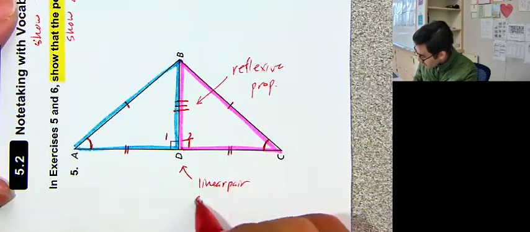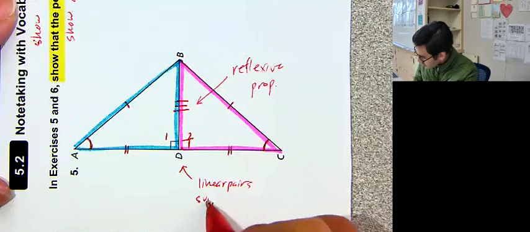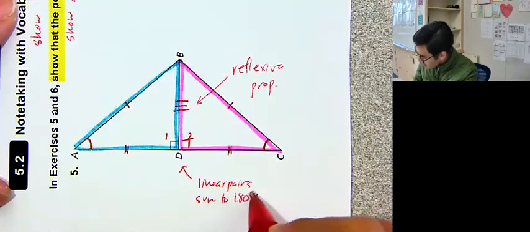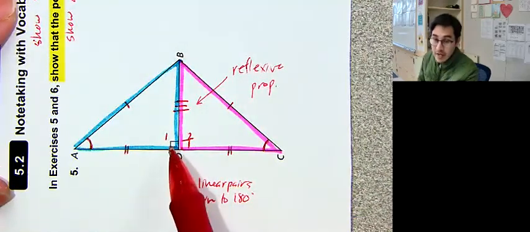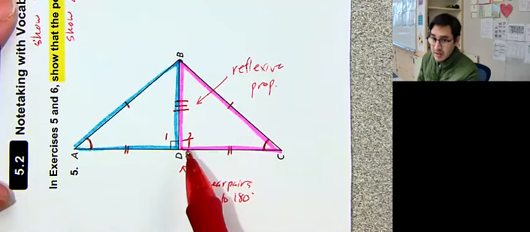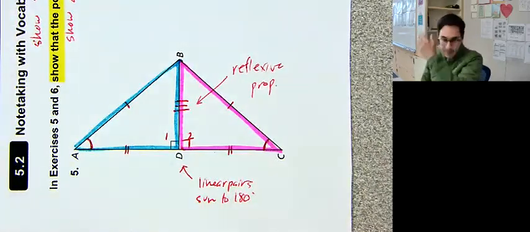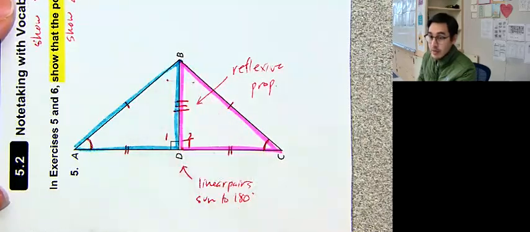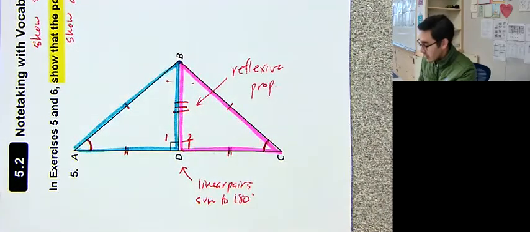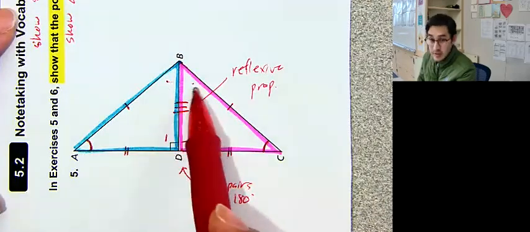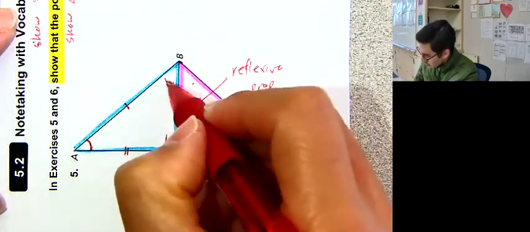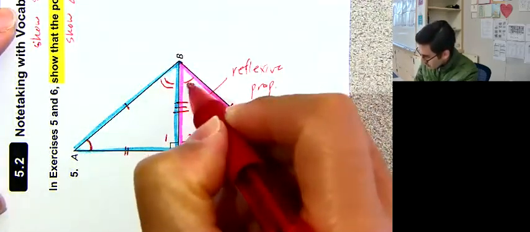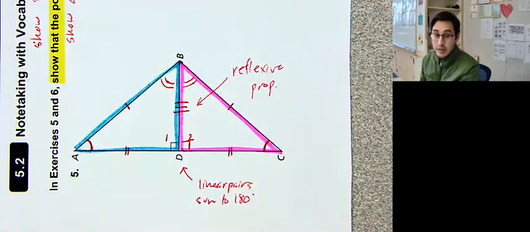So I'll just write linear pairs sum to 180 degrees. So if I know one angle is 90, the other angle would have to be 90 as well. And so that just leaves the angle at the top of each triangle. And in fact, I know that these two angles are going to be congruent to each other as well. So I'm going to put a new set of marks on them, the double arcs.